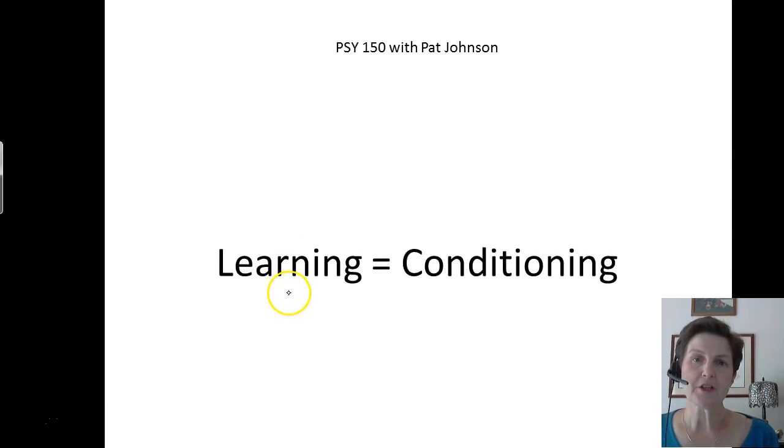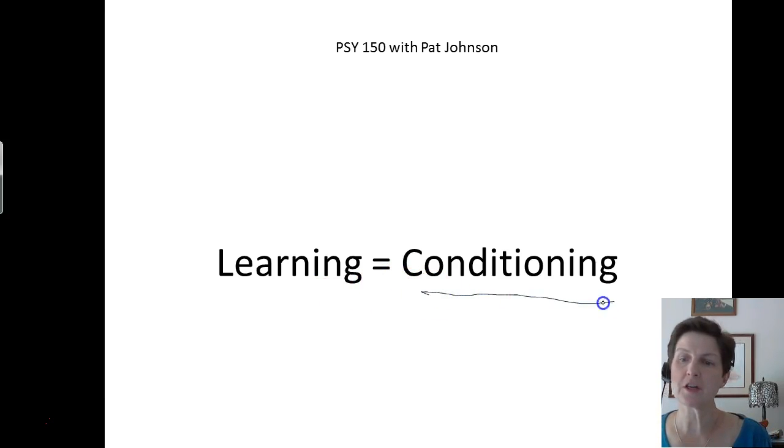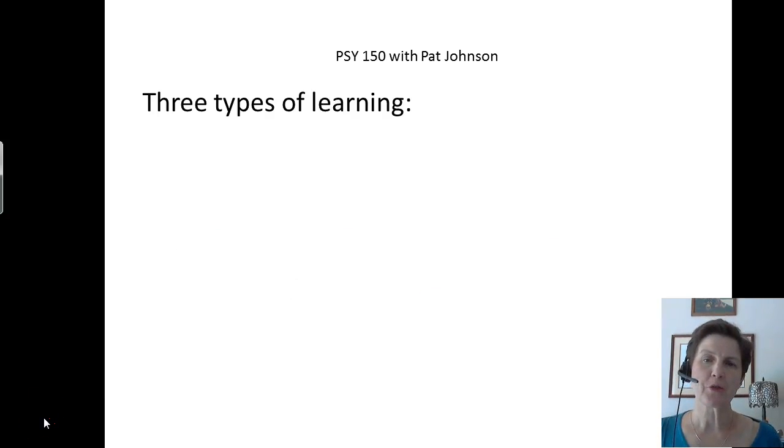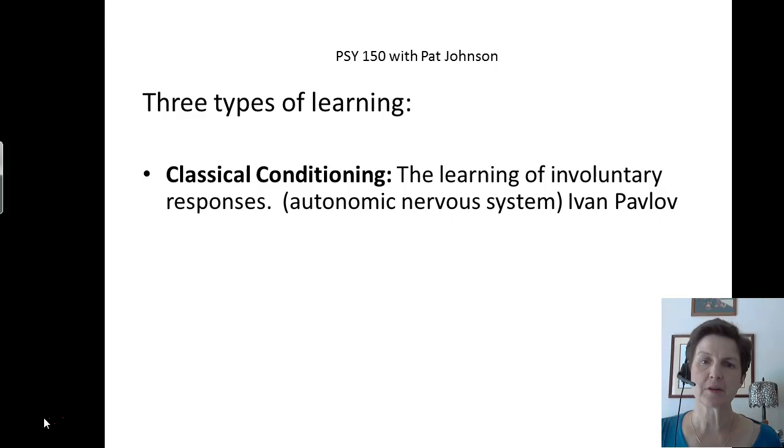One of the concepts I need you to remember as we go through classical conditioning and operant conditioning and observational learning is that when we use the word conditioning, you can substitute that word for learning. So learning equals conditioning. Okay, so we're going to talk about 3 types of learning in this chapter. The first type is called classical conditioning, and this is learning of involuntary responses.